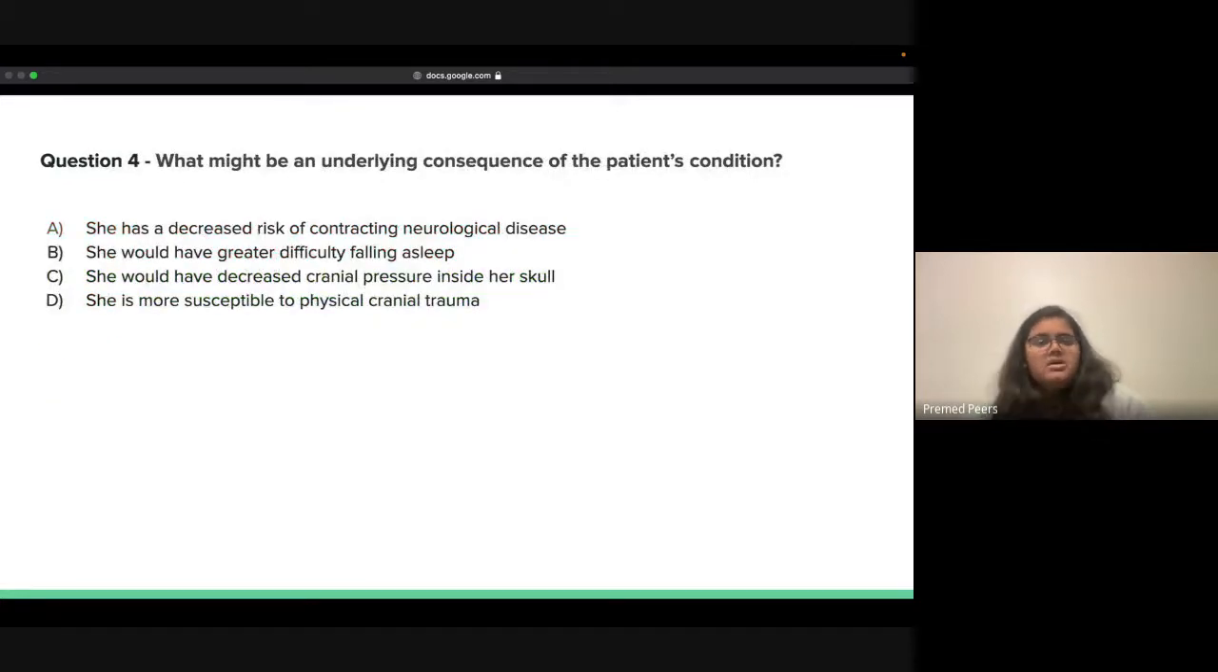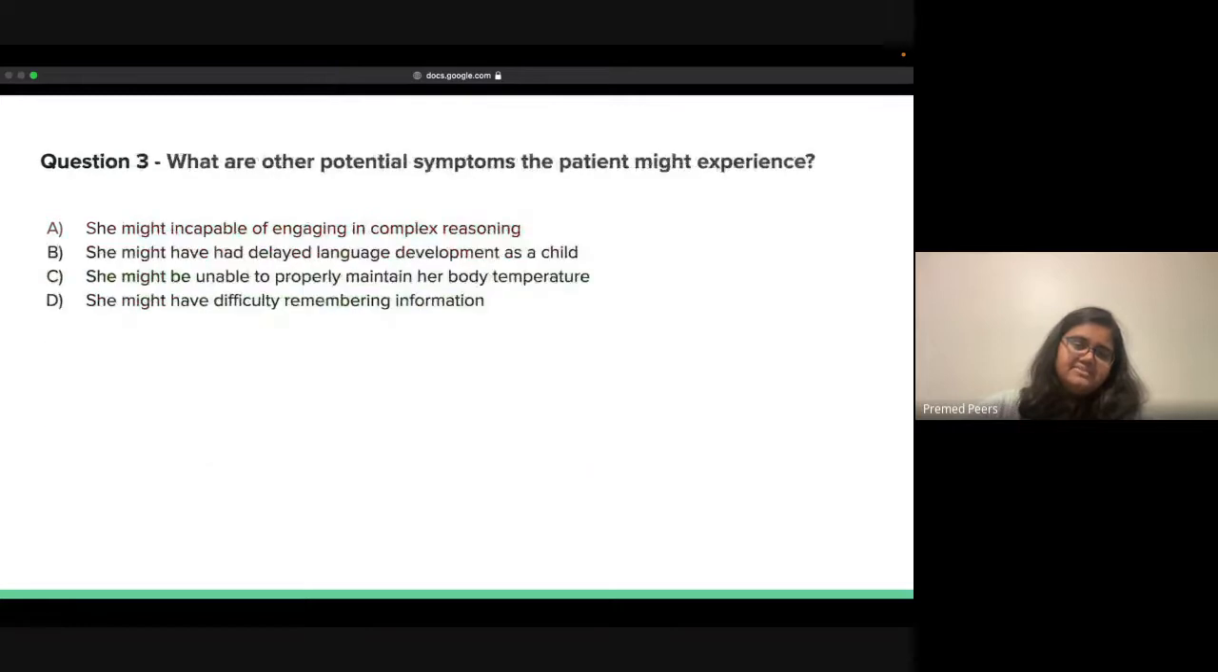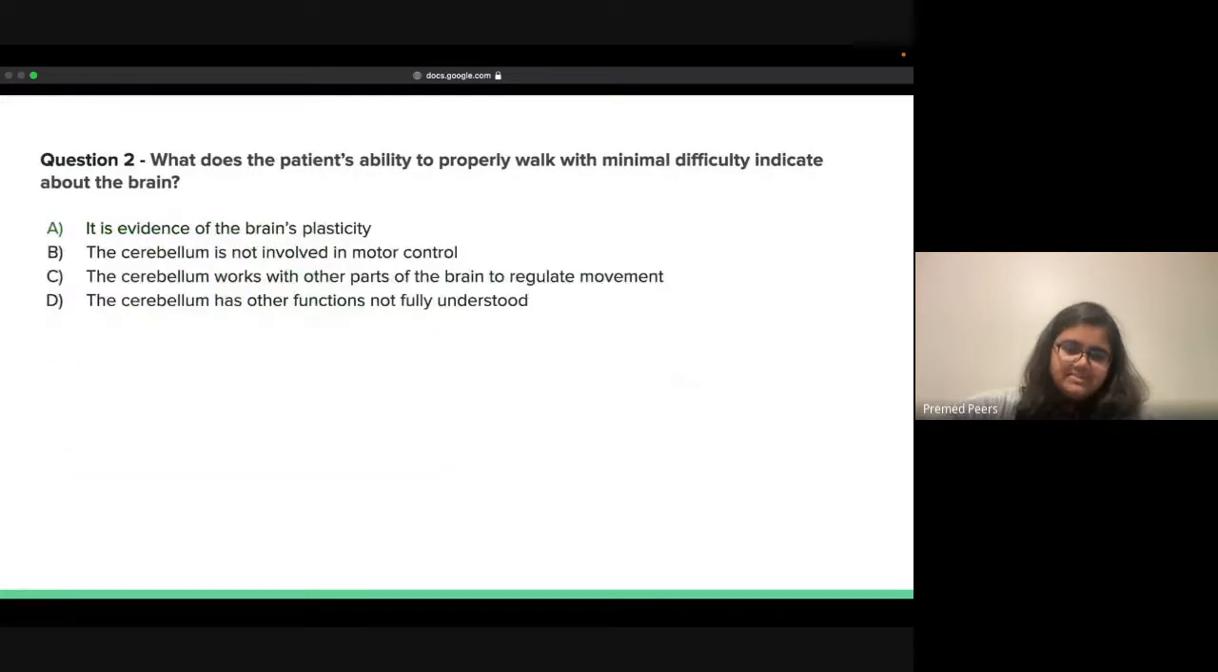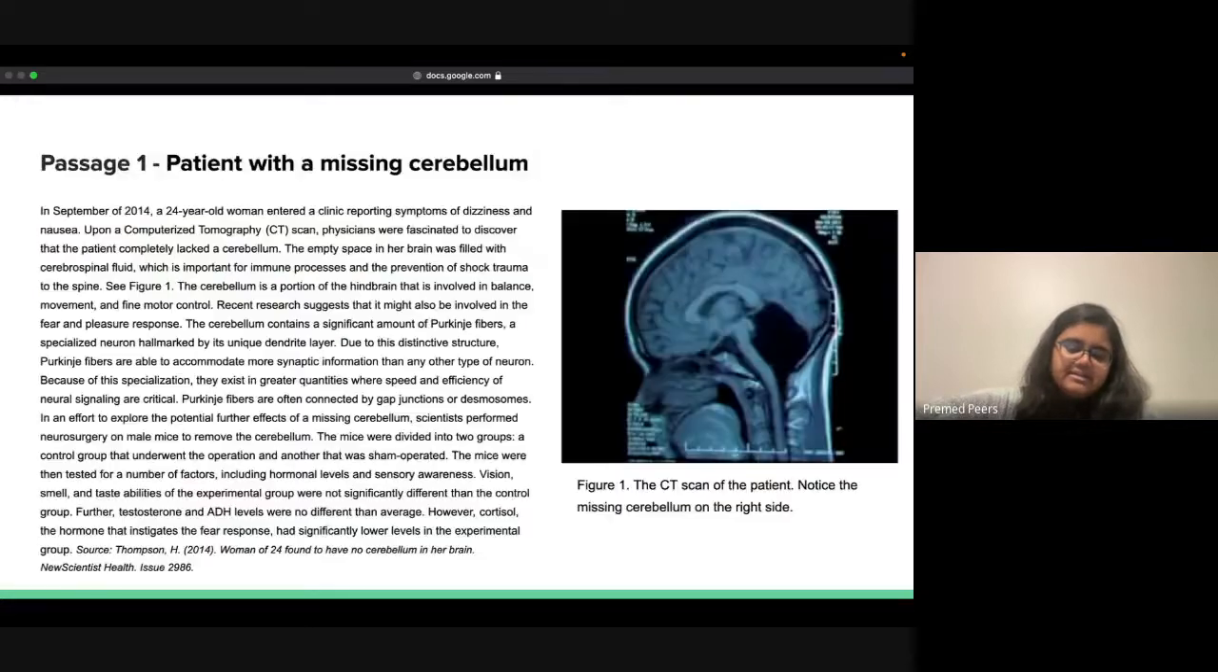Okay, so question 4, what might be an underlying consequence of the patient's condition? And so if we read through these options, it kind of hints to the fact that the question wants you to think about the role of CSF, or cerebrospinal fluid, especially in this patient. So let's look at the CT scan again. So yeah, the empty space in her brain is filled with cerebrospinal fluid, which is important for immune processes and the prevention of shock trauma to the spine. So that's really important for answering this question.